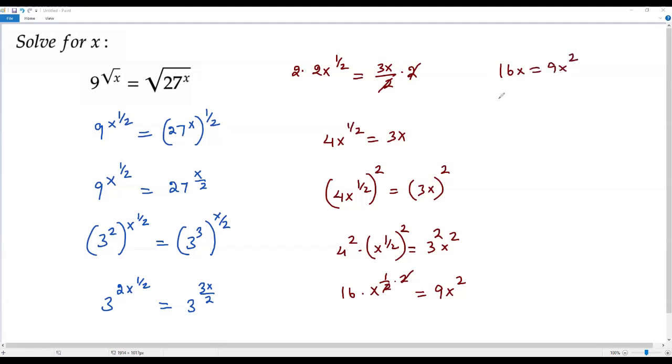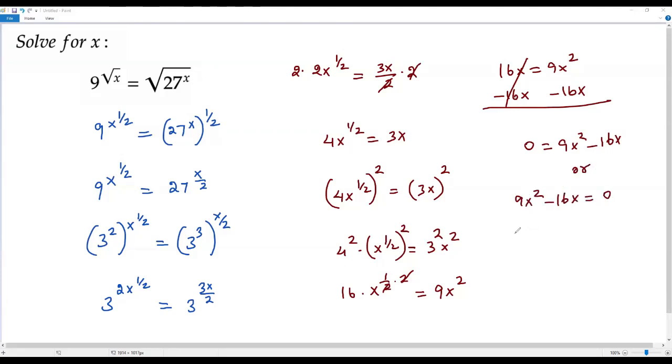Now to solve for x, let me subtract 16x from both sides to make one side of the equation 0. When I subtract 16x from both sides, positive 16x and negative 16x cancel out. Then I'm getting 0 equals 9x squared minus 16x, or the same equation can be written as 9x squared minus 16x equals 0. So I can factor x out of these two terms. When I factor x out, I'm getting x times (9x minus 16) equals 0. Now the product of two factors equals 0, so either the first one equals 0 or the second one equals 0. So already we have solved for x: the value of x here is 0.